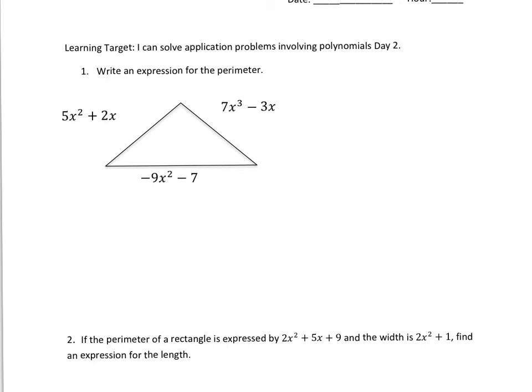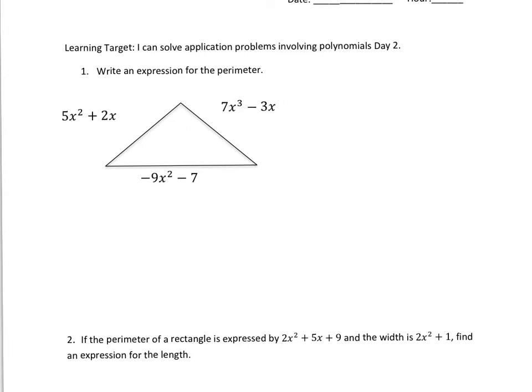Question 1 says, write an expression for the perimeter. I know that the perimeter of a triangle means all three sides added up together. Here I can use a variety of methods to add and subtract polynomials. I could use the horizontal method, the vertical method, or combine like terms as I see them. I'm going to use the vertical method because I want to keep things organized.